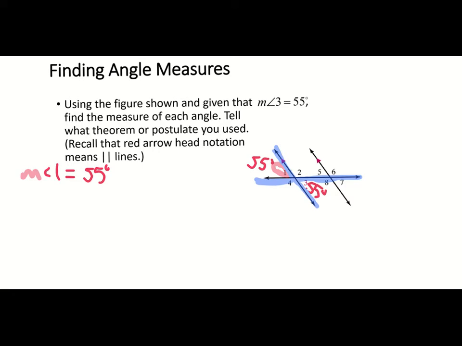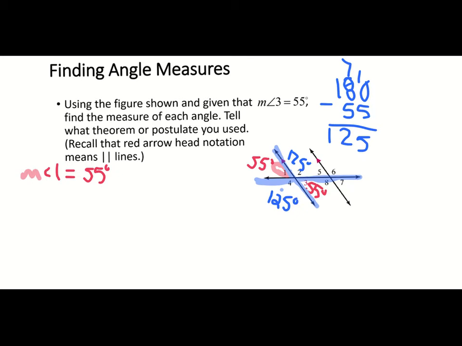So I know that angle 2 and angle 3, or angle 1 and angle 4, are going to form a linear pair, which means they equal 180. So if I do 180 minus my 55, that is going to give me 125 degrees. So angle 2 is 125, through the linear pair with 3, but also 2 and 4 are vertical, so angle 4 is 125 degrees.